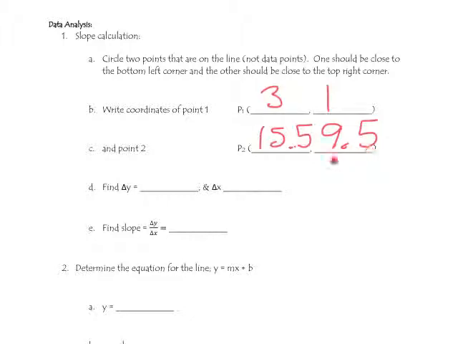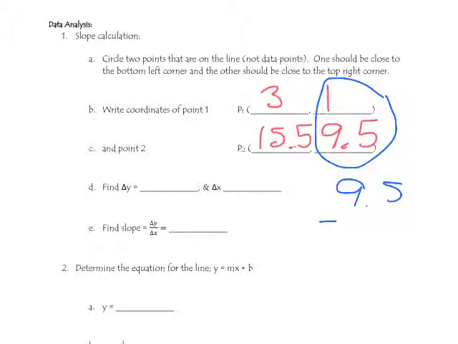So as you can see, I put 3 and 1 for my P1 and 15.5 and 9.5 for my P2. Now I'm going to find my change in Y. For change in Y, I'm going to take the difference between 9.5 and 1, these 2 points right here.